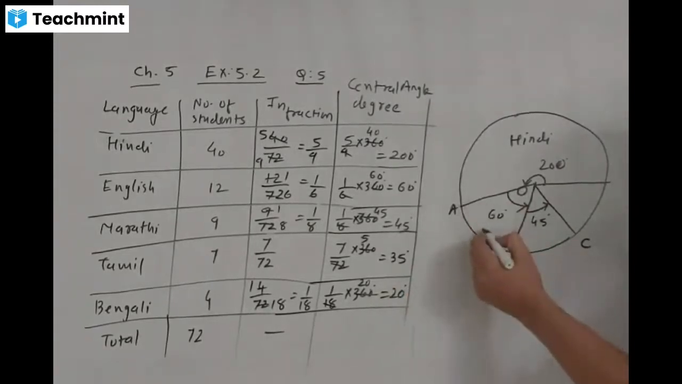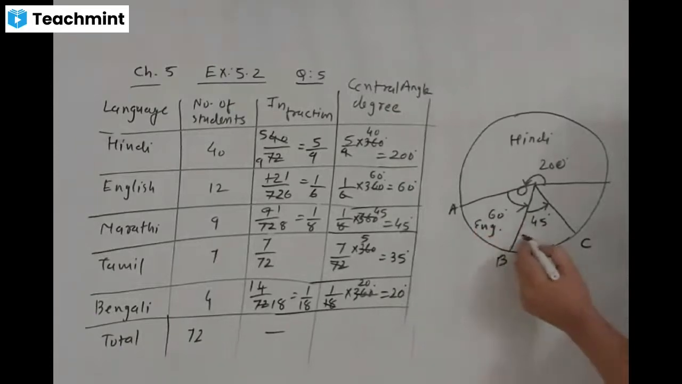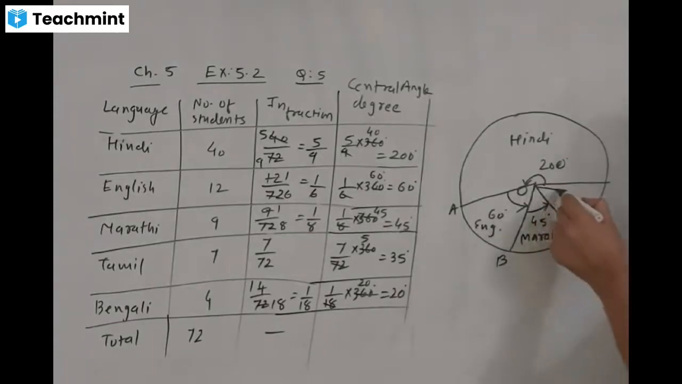That language is English. That is Tamil. Marathi, sorry. Marathi. Another language is 35 degrees. That angle is 35. Angle COD is 35 degrees, and that language is Tamil. And the last language is Bengali, and that angle is only 20 degrees. Angle DOE is Bengali. Okay, clear?